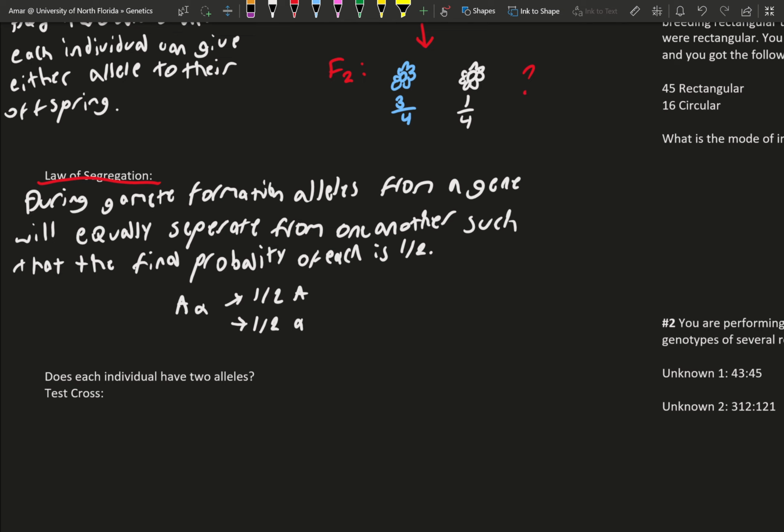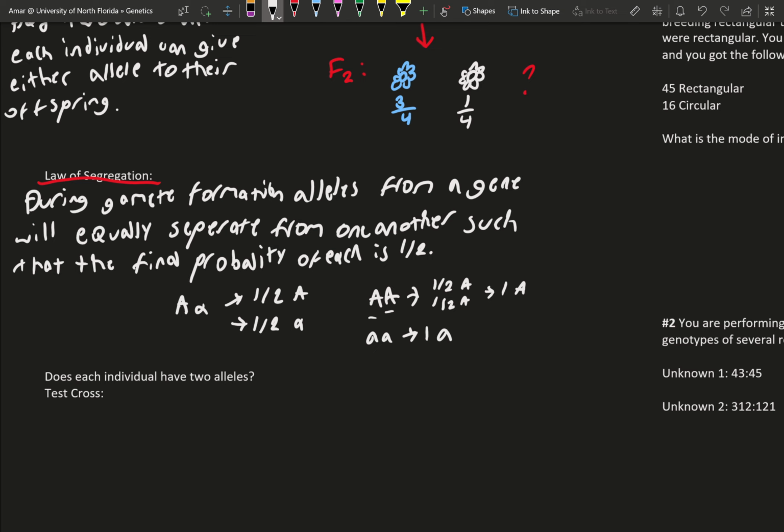Same thing for a homozygous individual. Because you have 2 big A's, they would be half big A, half big A, so basically 100% big A. And the same thing for little a, where you're going to have 100% little a. Okay?